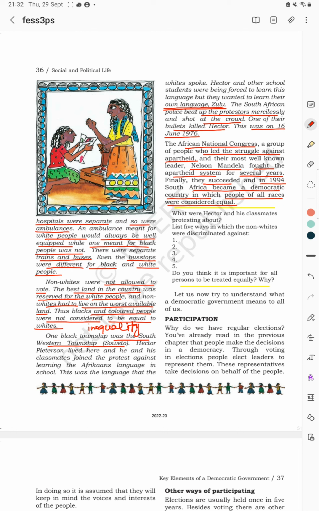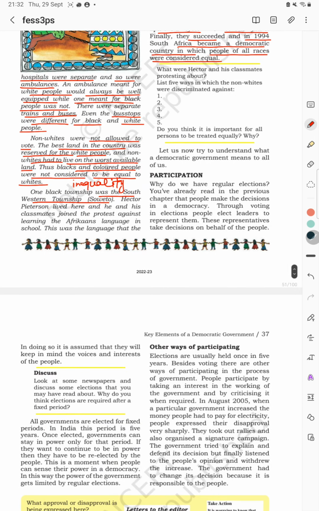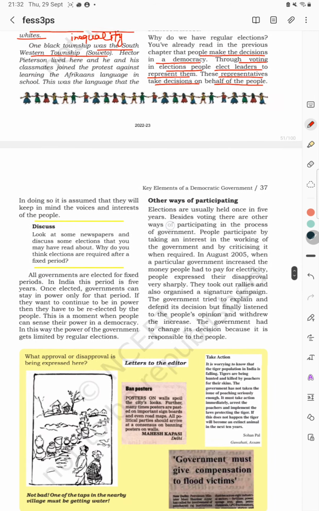So one of the key elements of the democratic government was participation. As we have learned in the last lecture, people make the decision in a democracy. Democracy is the government of people. How? People vote in elections and elect their leaders to represent them. These representatives take decisions on behalf of people.